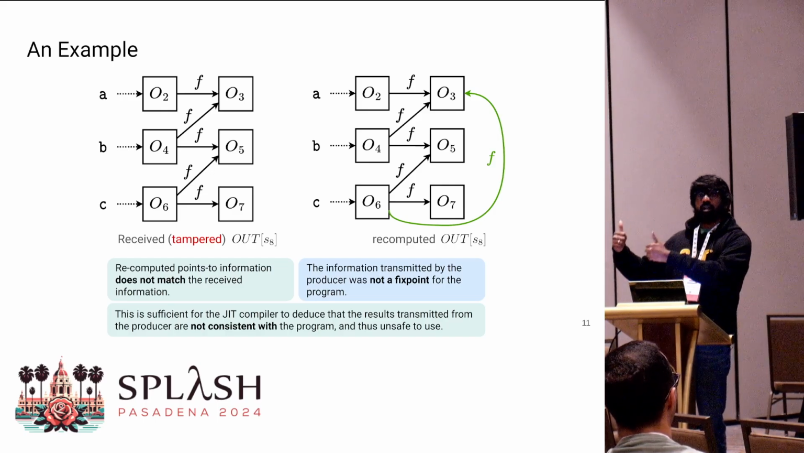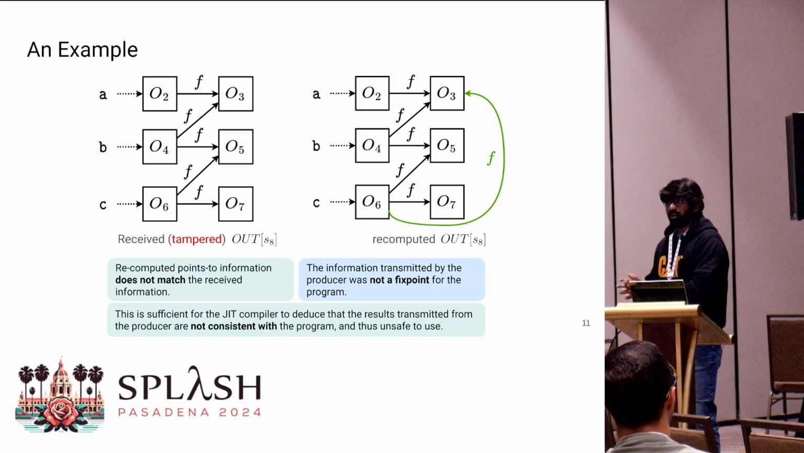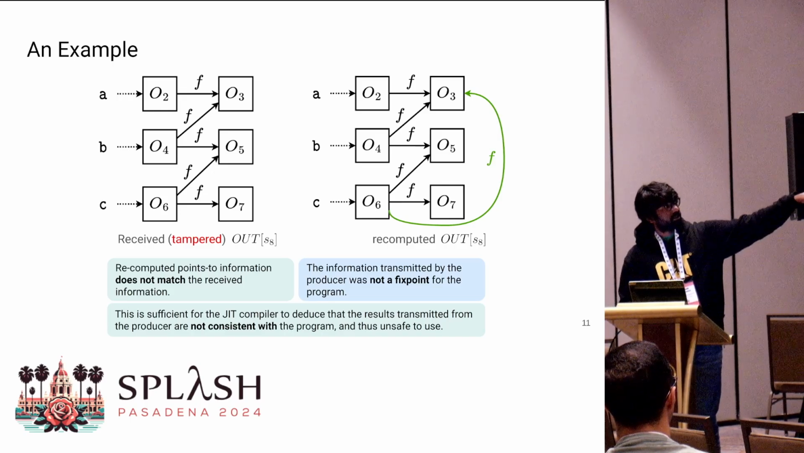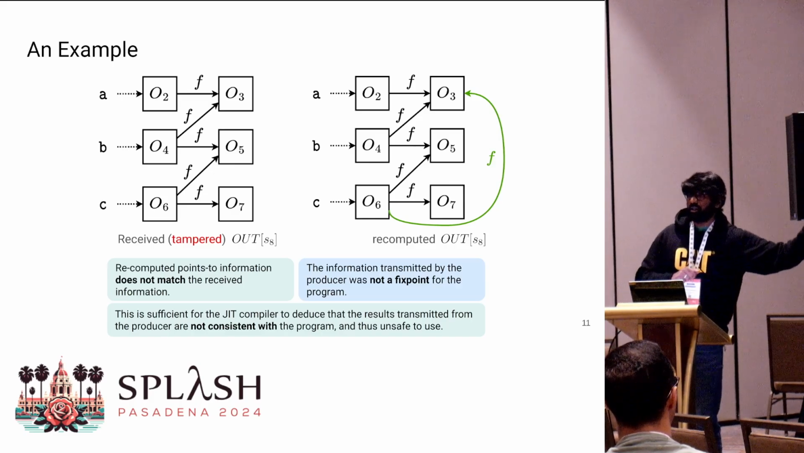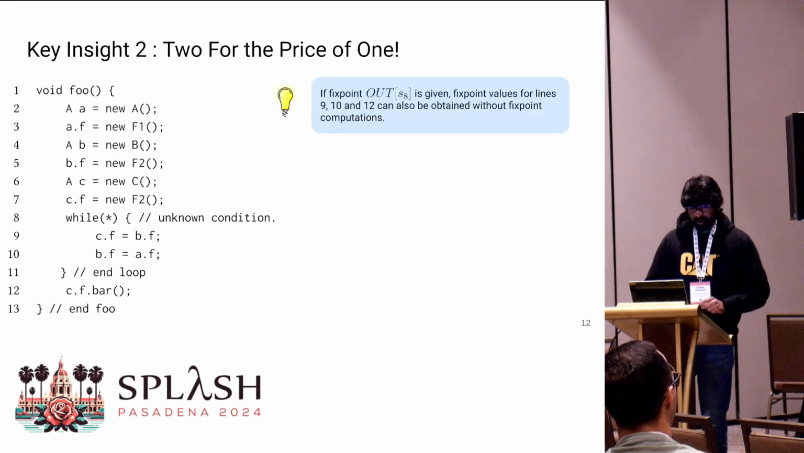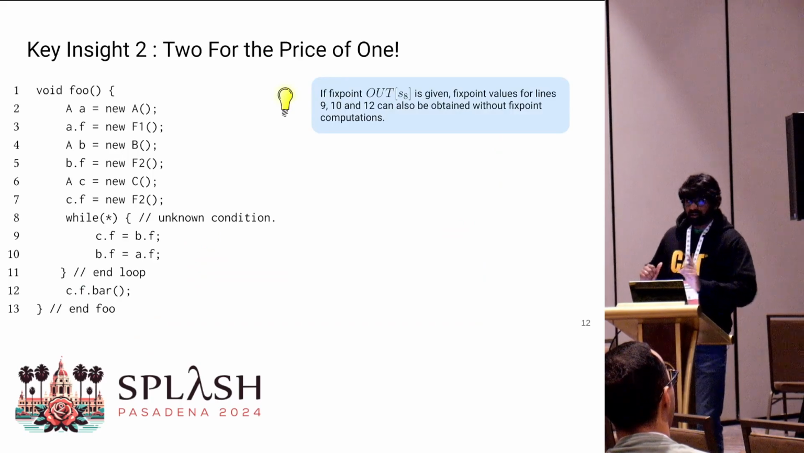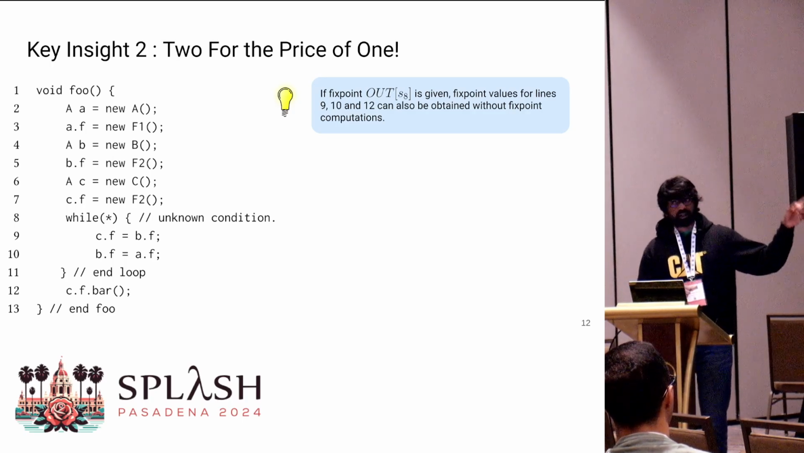I'm going to hammer a fact a couple of times here. Remember that we have performance considerations in the JIT compiler. We don't want to analyze any program statement more than once. And if you notice here, in order to detect tampering, we processed each program statement exactly once and no more than once, right? But wait, there's more. As it turns out, we get an interesting additional capability for free while attempting to detect this tampering.